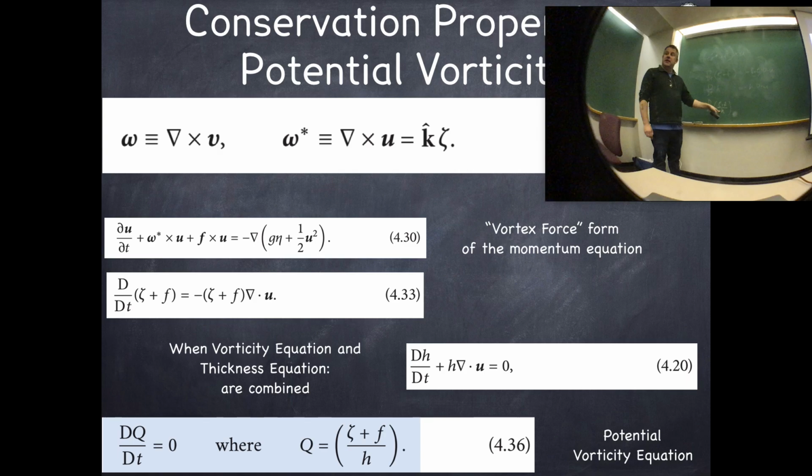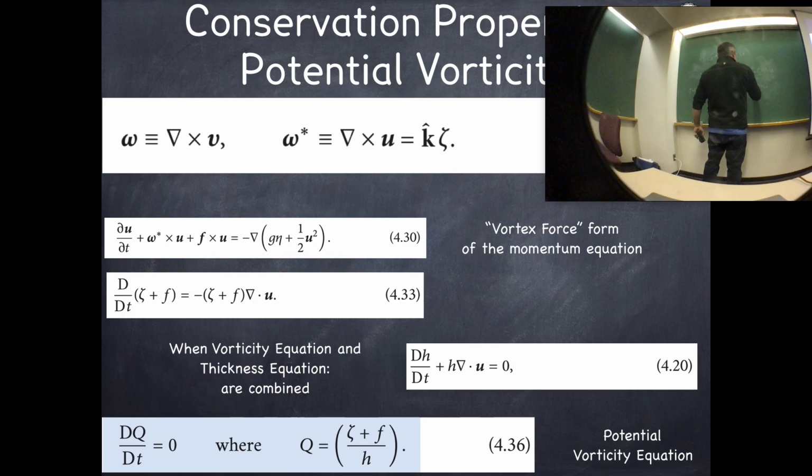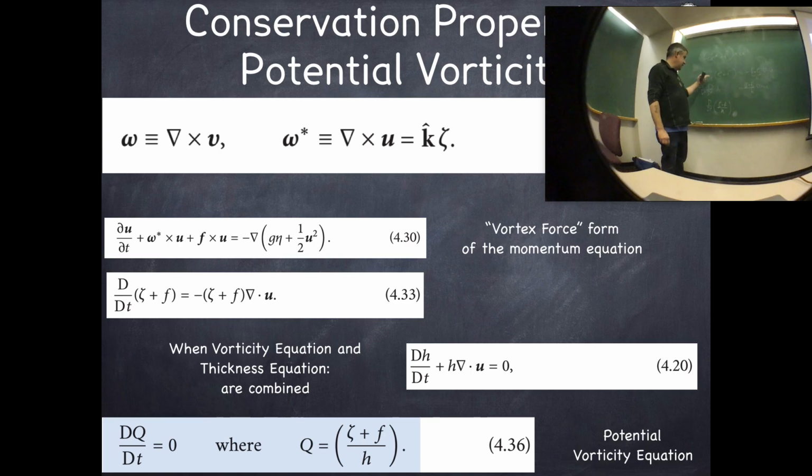Which would give us 1 over h, gets rid of the minus sign, zeta plus f. Now look, this and this are the same but opposite in sign. So if I add this to this, which is just this equation, I get 0. Okay?